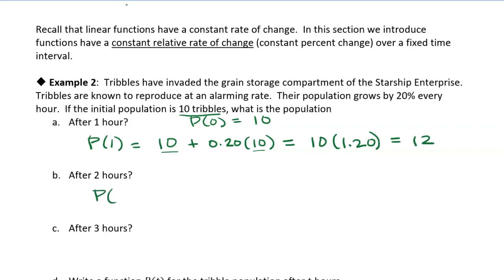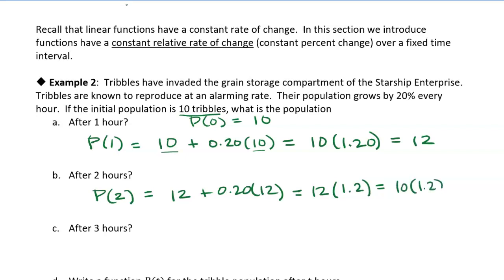All right, so let's look at the population at 2, right? Now, we're going to have 12, and then we're going to add 20% of 12, right? Because we're told that the population grows by 20% every hour. Now, that is 12 times 1.2, and that is 10 times 1.2, right? Because 12, that's coming from here, is 10 times 1.2, and then we're taking it times 1.2 again, okay?